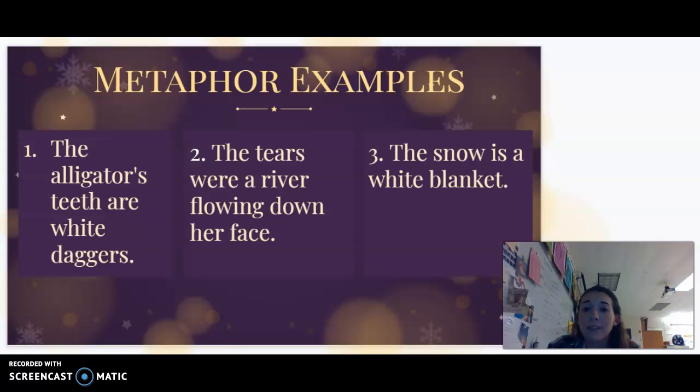This comparison does not use like or as. Instead, it makes a direct comparison saying that the two are one and the same. The snow is a white blanket, once again making a comparison between the snow and a white blanket. We are saying they are the same, and by doing this, we create a metaphor rather than a simile.